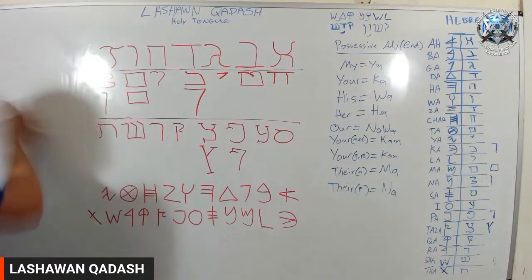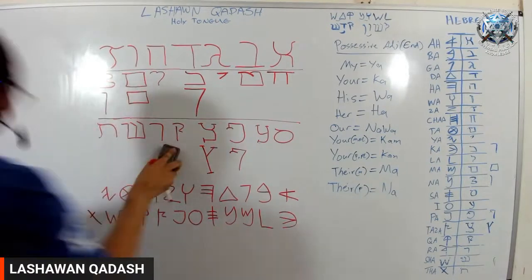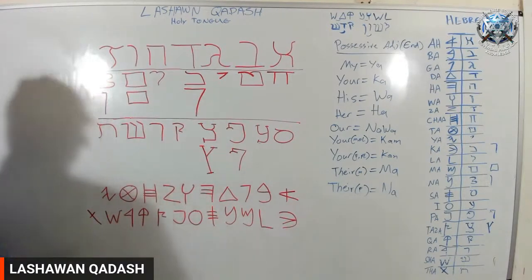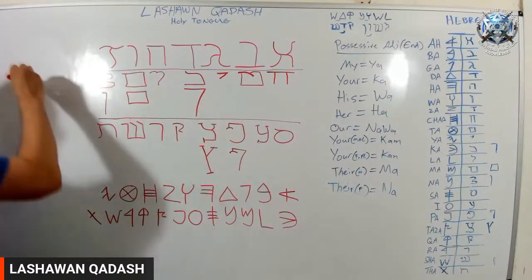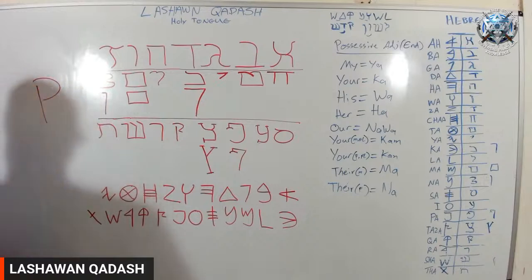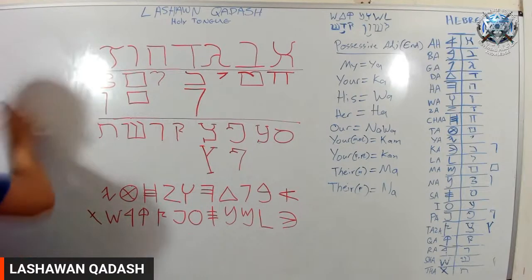All right, and then what do we have? Qua, exactly. Qua, when you see it on certain applications, it may not have the flare at the end, so it may just look like a P almost.